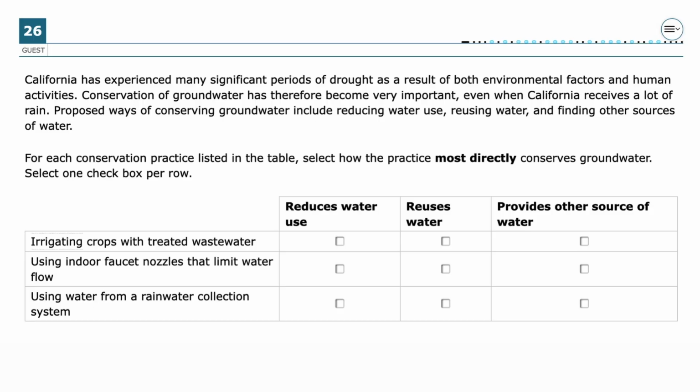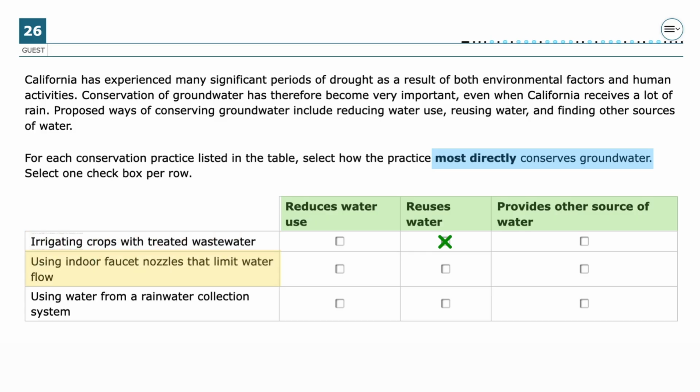This problem is asking how each conservation practice helps to conserve groundwater, either by reducing water use, reusing water, providing another source of water. Let's break down each practice. Irrigating crops with treated wastewater. This means using cleaned up water that has already been used once, like from sinks or showers. This is an example of reusing water, so we don't have to take as much from groundwater.